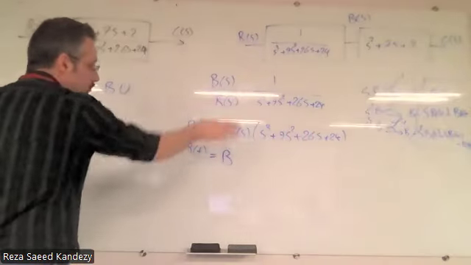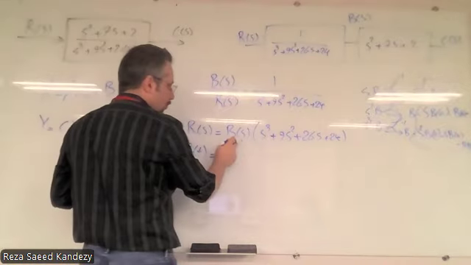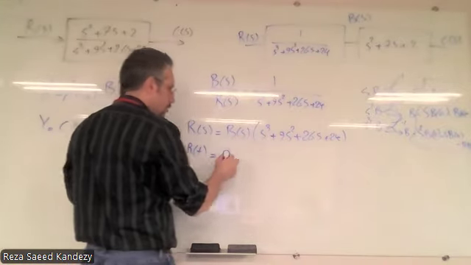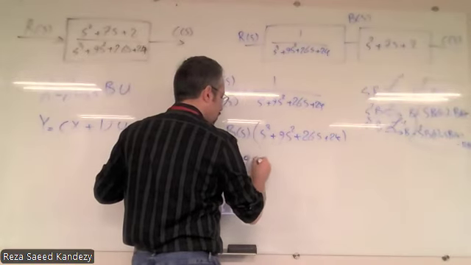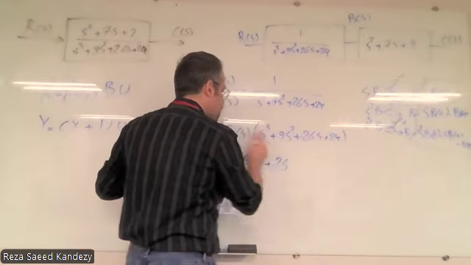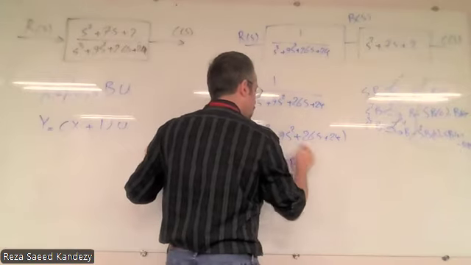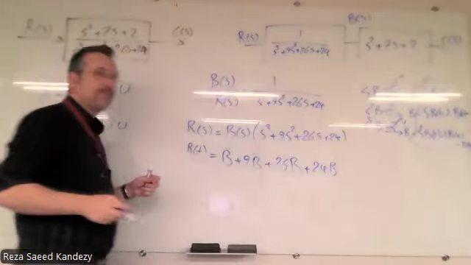So that being said, we know that s cubed b is going to be b triple dot, s squared b is going to be b double dot, same goes for s b, which is going to be b dot, and then we have 24 b itself.